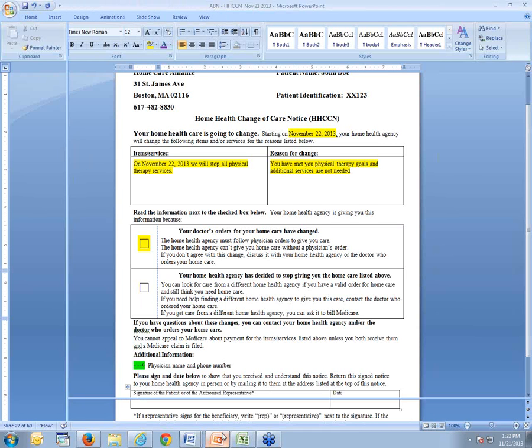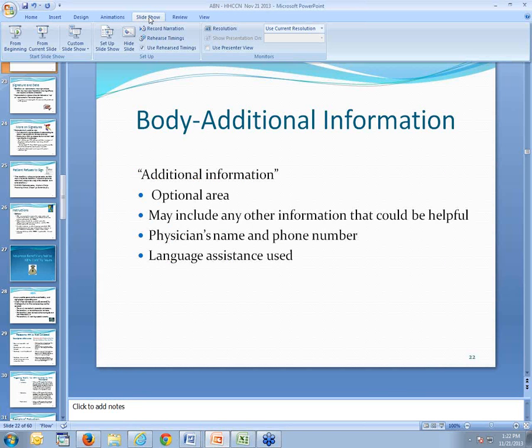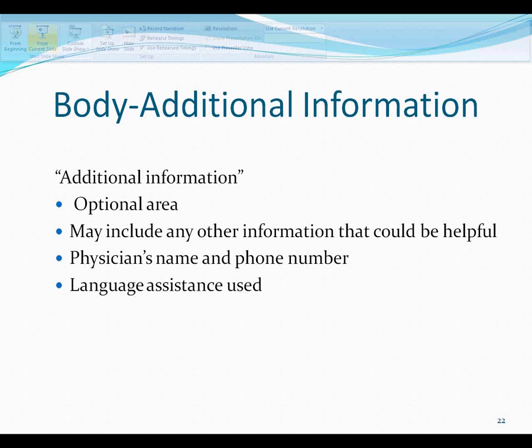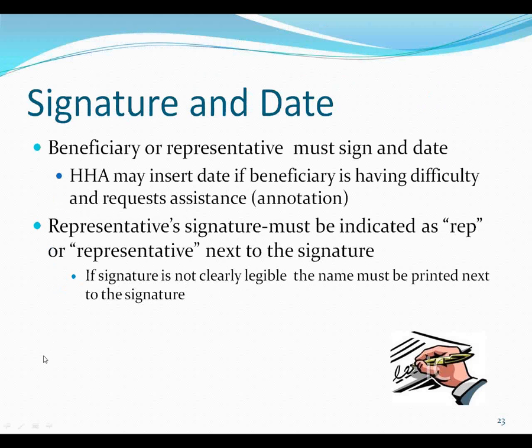Okay, let's go back to the PowerPoint. So the signature and date, I had just mentioned that. That's the final section. The beneficiaries or representatives must sign and date. The agency actually could insert the date for the beneficiary if the beneficiary is having difficulty doing so and they request that assistance. Your clinician, though, would have to annotate on the side of the document that they were requested to put in the date.